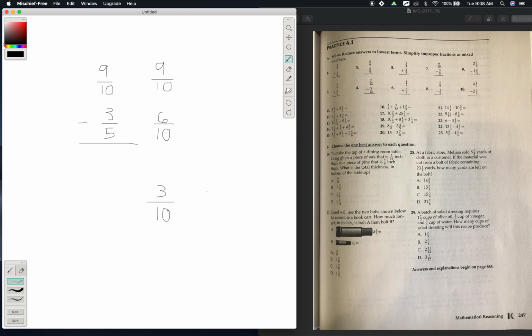Okay, so I was just trying to see which one. I didn't write the one that I needed to do next down. Okay, so next one is number 8, which is another subtraction one.